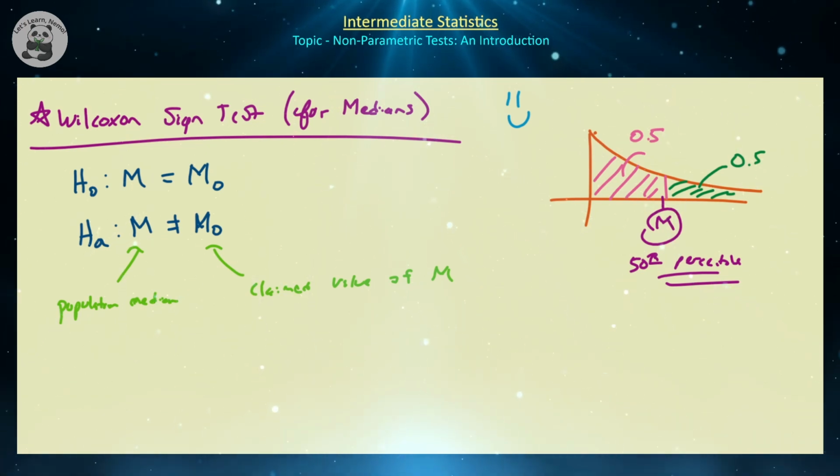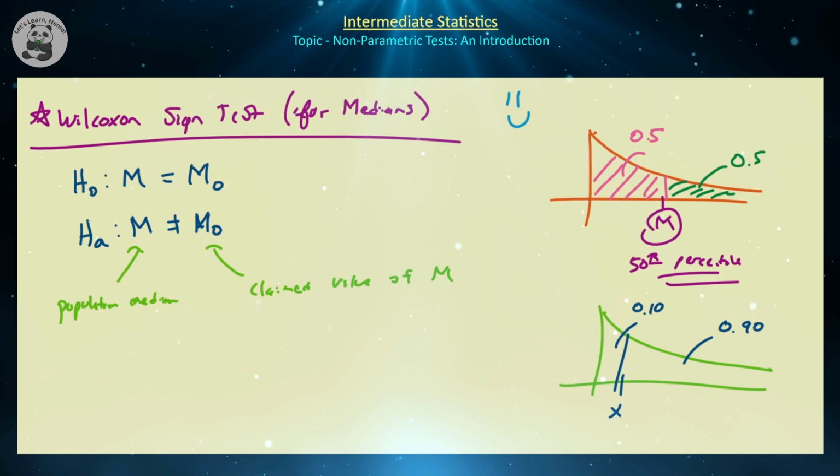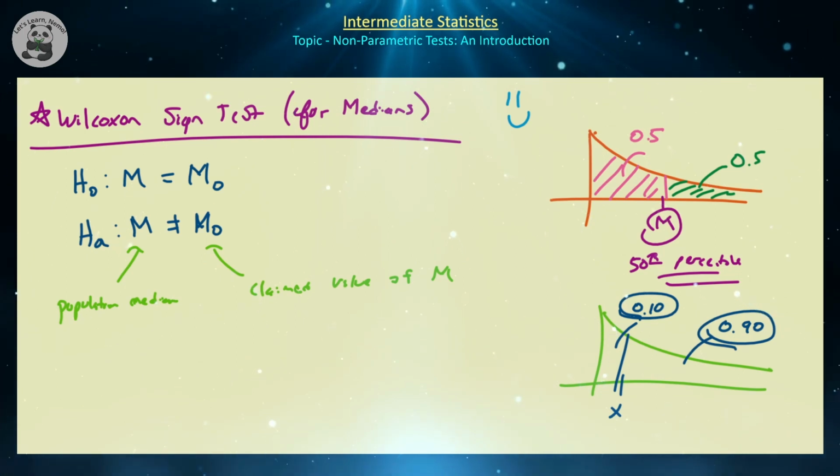So 50% of the data should be less than this median, and 50% of this data should be bigger than this median. And obviously, if you have a point, let's, for example, choose another point on this distribution, for example, here. And let's assume that this area is just 10%, forcing that area to be 90%. Obviously, 10% is far from 50%, just as much as 90% is far from 50%.